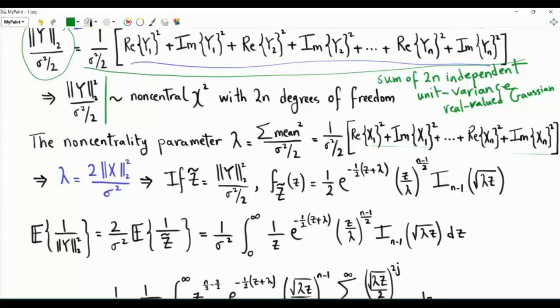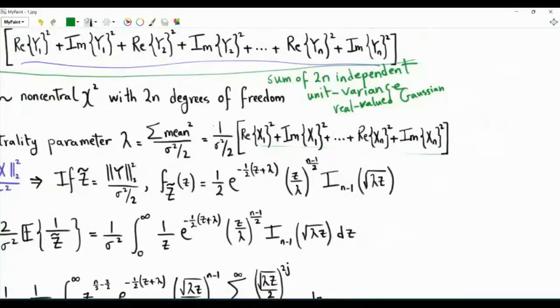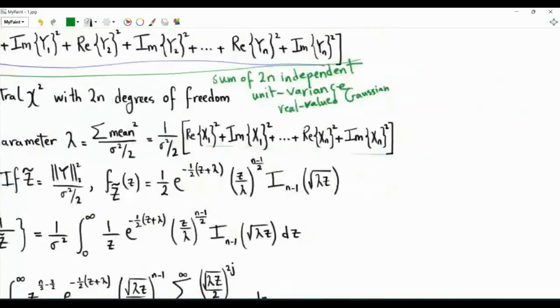Now, the L2 norm squared of vector y divided by sigma squared over 2, that's non-central chi-squared with 2n degrees of freedom. So we can actually write down its PDF. So what is the PDF of a non-central chi-squared random variable with 2n degrees of freedom and a non-centrality parameter lambda? So let's write this.